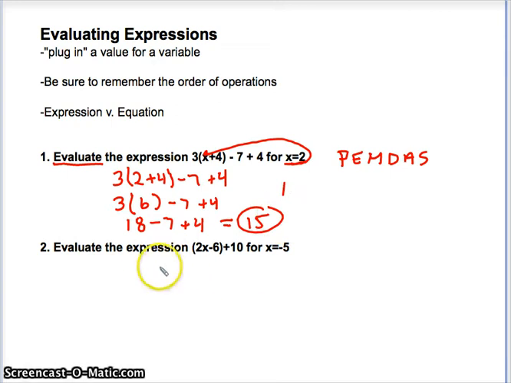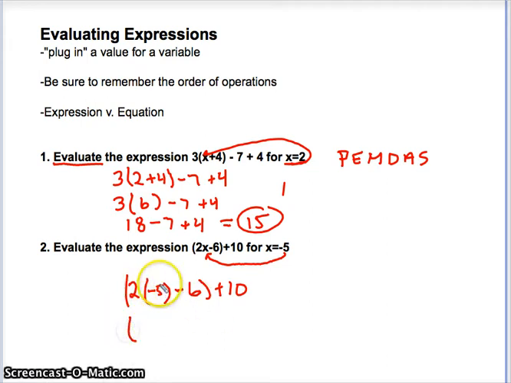Let's look at another example. It says we're going to evaluate the expression 2x minus 6 plus 10 for x equals negative 5. So I'll take negative 5 and plug it in for x. Let's rewrite my expression with negative 5 instead of x. 2 times (negative 5) minus 6 plus 10. Notice my use of parentheses. I kept the parentheses around there, and I used parentheses to show that I'm plugging in a value.